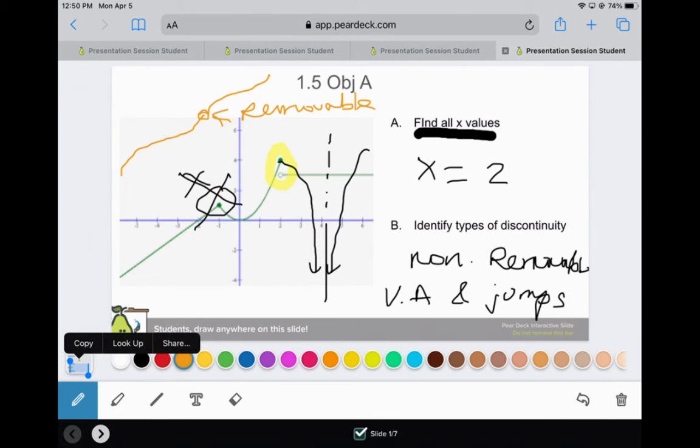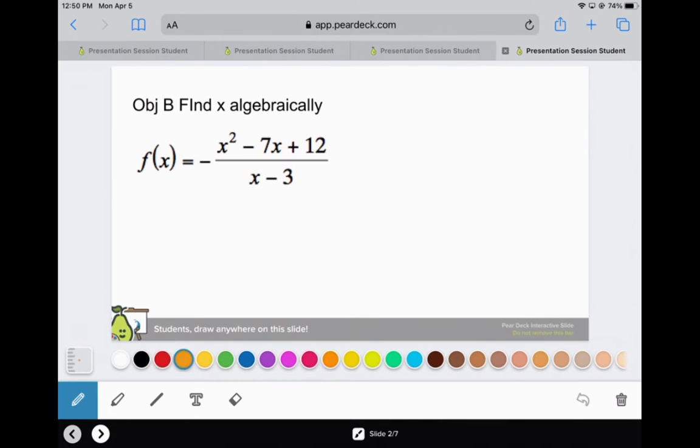So this is the first objective. Look at the graph. Can you identify all the x values that make the function discontinuous, and then tell me the type of discontinuity, either non-removable or removable. The second objective is finding all the x, but instead of looking at the graph, there is a function. So step number 1, we're going to set the denominator equal to 0. That's how we find the x, okay?